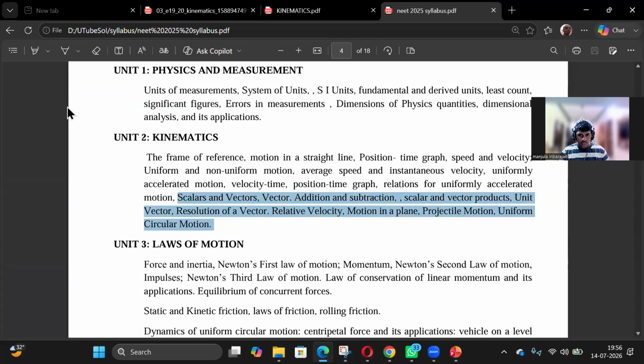So motion in a plane, only this much is there. Scalars and vectors, vector addition, subtraction, scalar and vector products. They taught vector product? Right now it's not required. Unit vector, resolution of vector, relative velocity, motion in a plane, projectile motion, uniform circular motion.